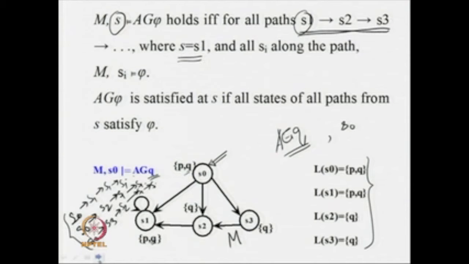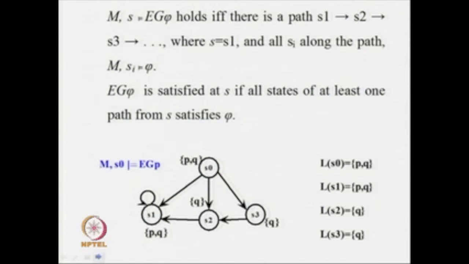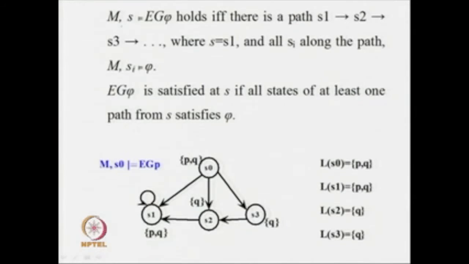So, the next formula that we are going to get is EG phi. It is again the global operator, but we have the path quantifier E. That means, we are concerned about any path, we are not going to look for all the paths. So, we say that in model M, state S models EG phi if there is a path going from state S1 to S2, S2 to S3 like that, where S equals S1.